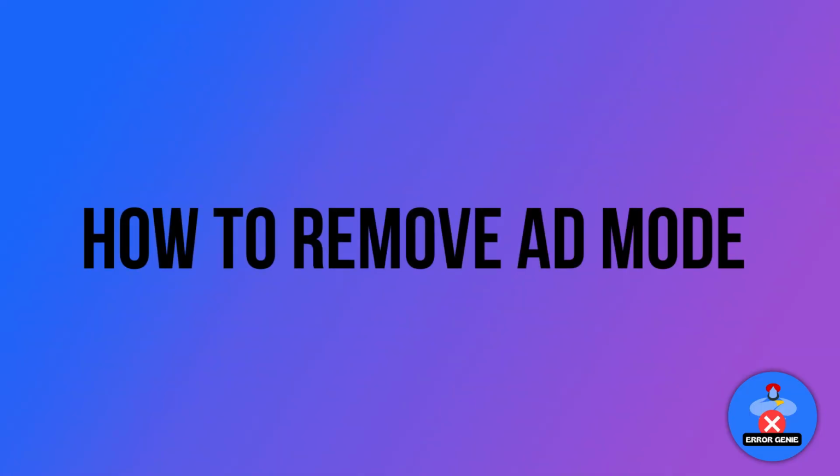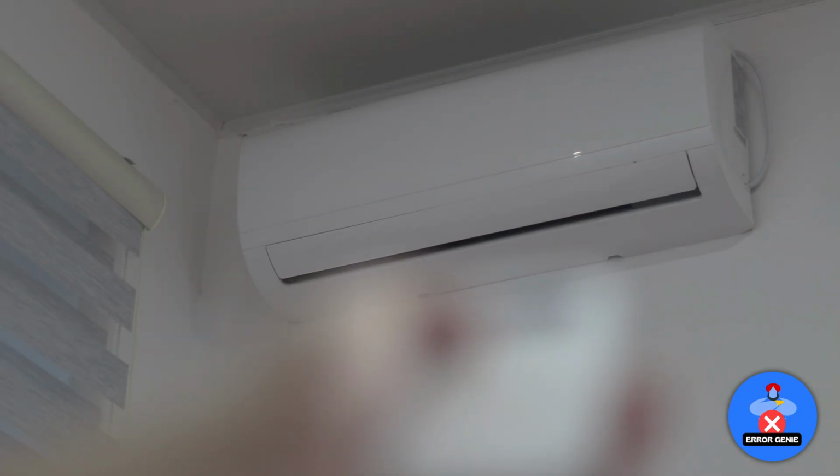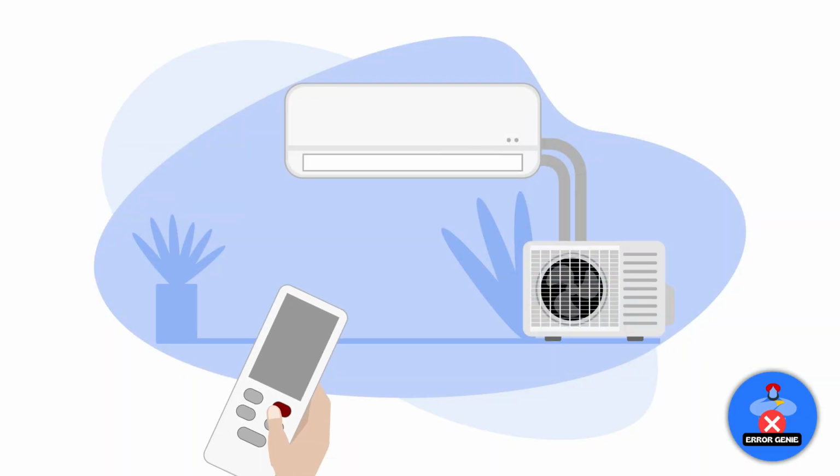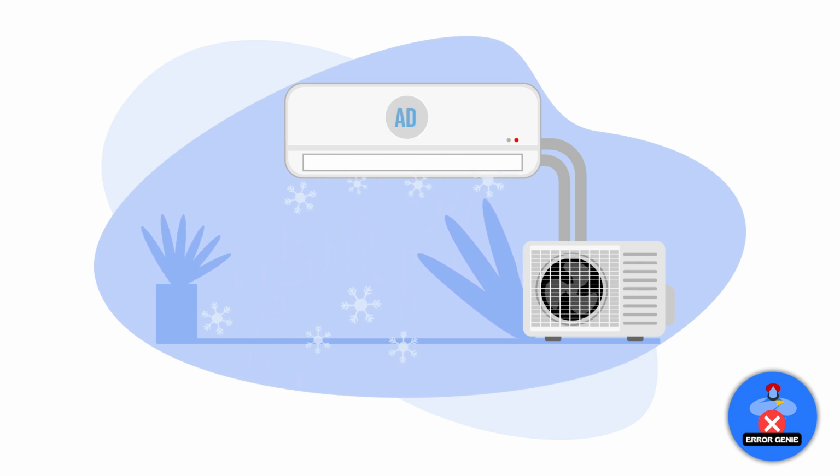How to remove AD mode? First, press the power button on your remote to switch off the AC. Wait for a few seconds, then turn the AC on again. In most cases, this will exit AD mode.